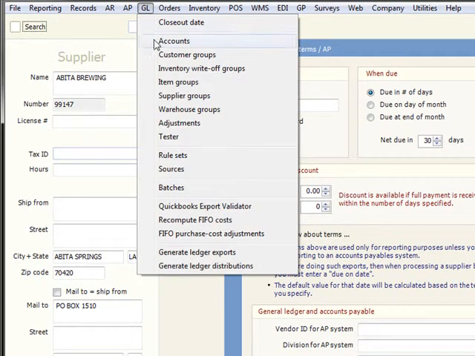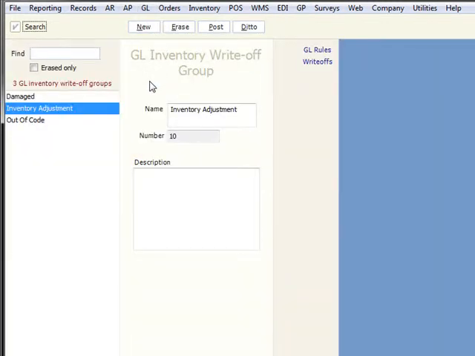Inventory write-off groups are used to break down the transactions based on the write-off reason used when writing off inventory. For example, if you write off inventory because it is broken, you probably debit and/or credit different accounts than you would if the inventory is out of date.